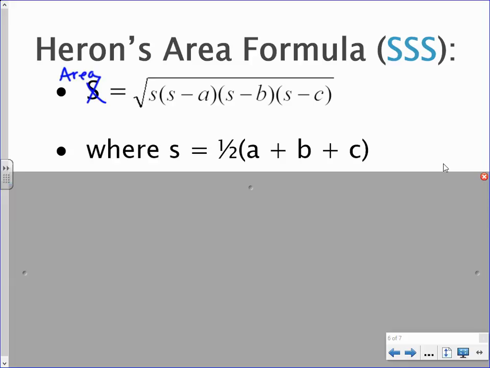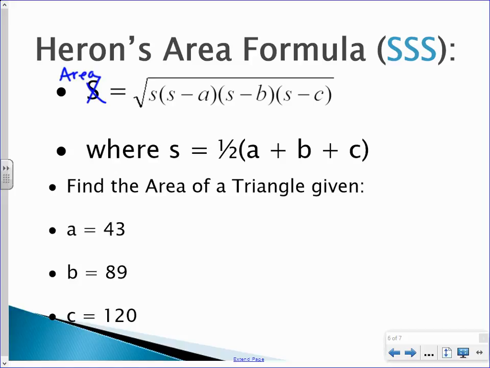Okay, so you have to find what s is first, add up all three sides, divide by 2, and then plug it into that formula above. Okay, so we are going to find the area of a triangle with sides of 43, 89, and 120. Go ahead and write those sides down.